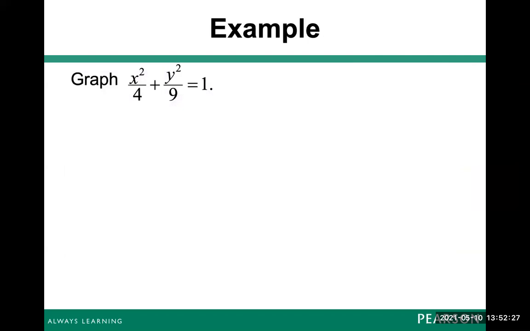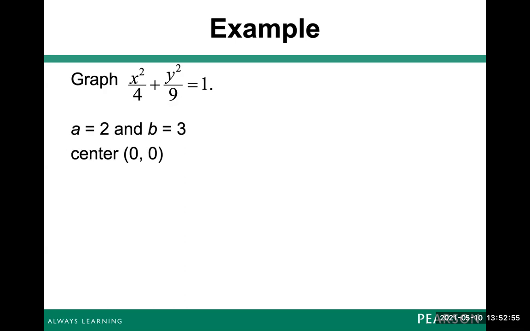All right, so for our first example, we will graph x squared over 4 plus y squared over 9 equals 1. So what we're going to do is note the values of a and b. a is 2. Remember, it's x squared over a squared. So a squared is 4, which means a is 2. And b squared is 9, which means b is 3.